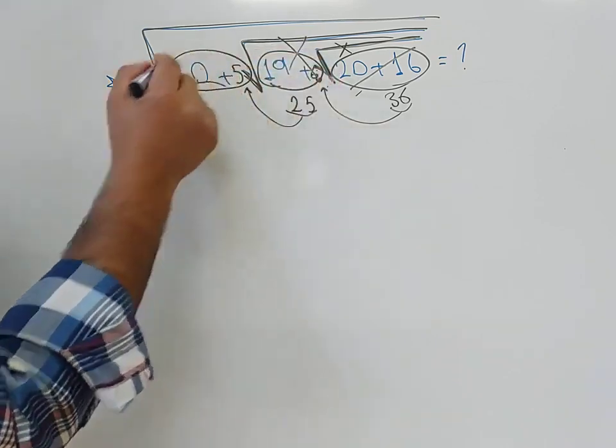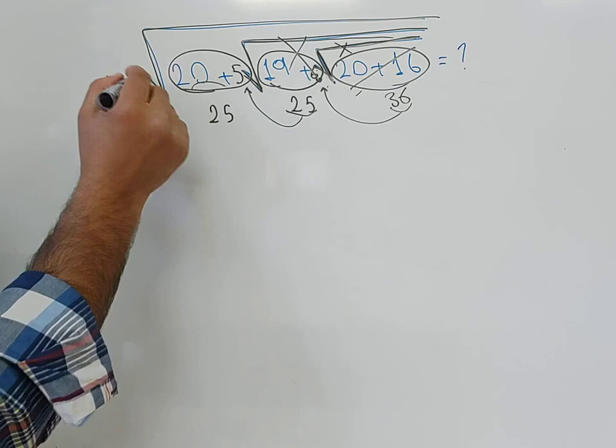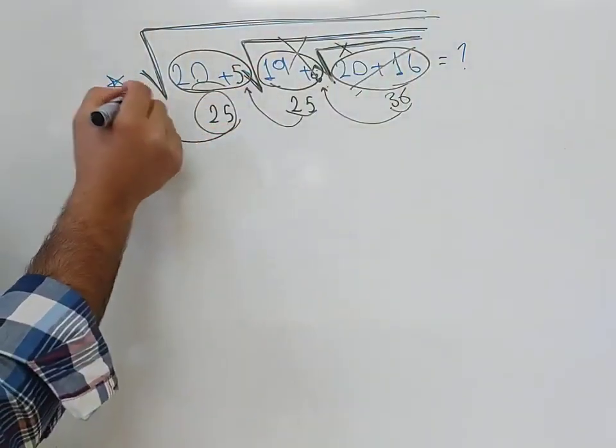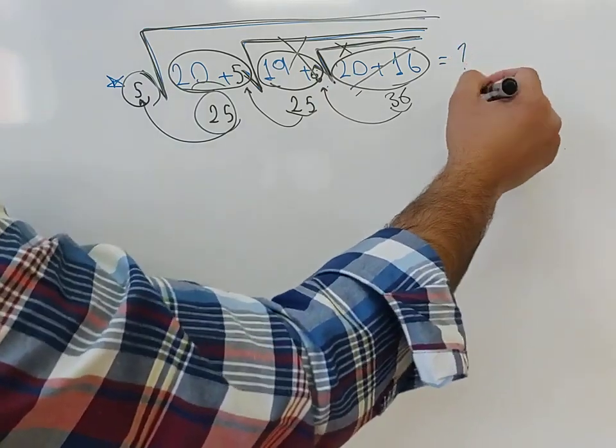And now I have 25 there again, solving out this part now. The square root of 25 is going to come out as 5. The answer is going to be 5.